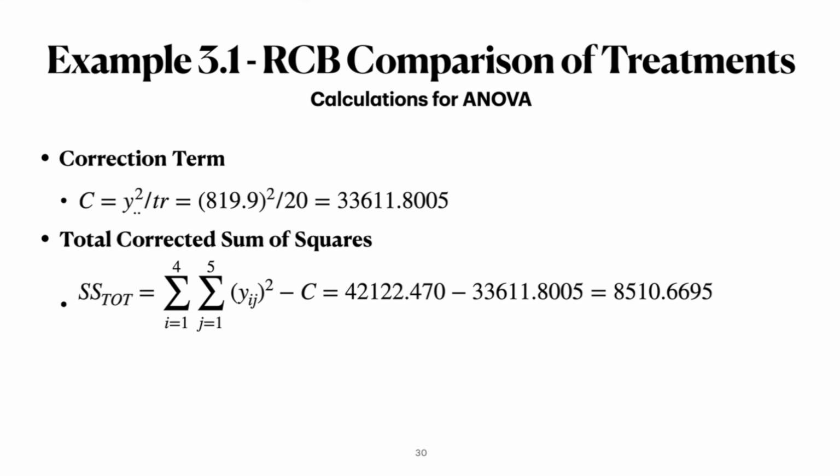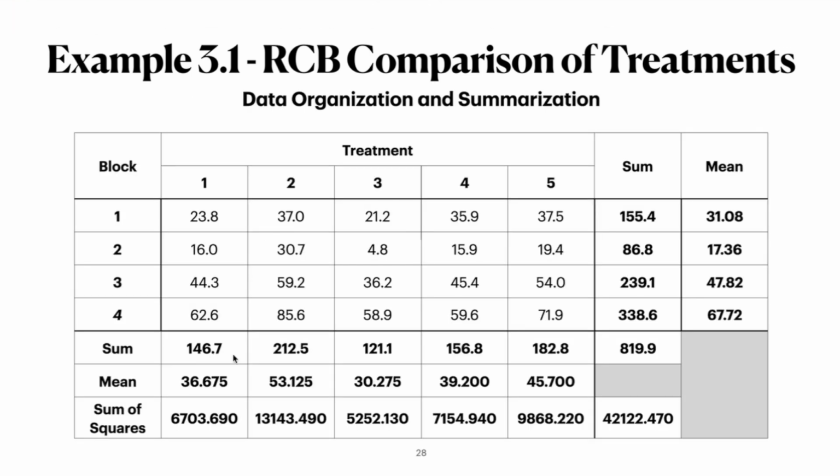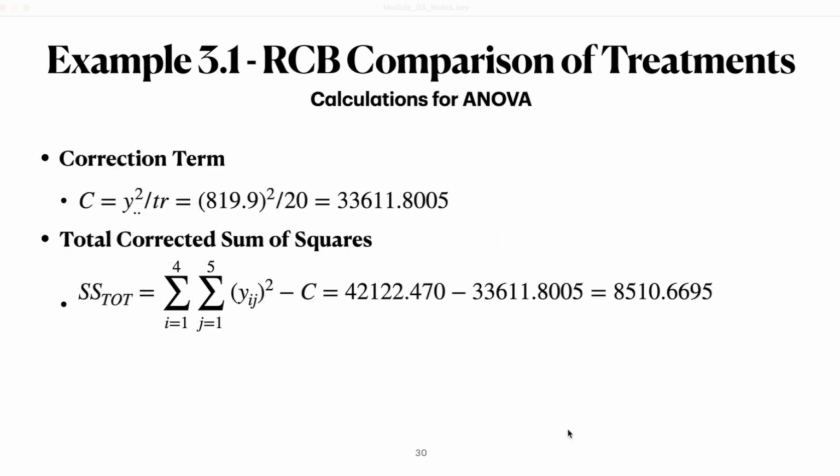And so we add up all of the squared values from the data set. And let me just go back here real quick to the summary table. That's this value right here, 42,122.470. And from that, we subtract off this correction factor, and so we get 8,510.6695.